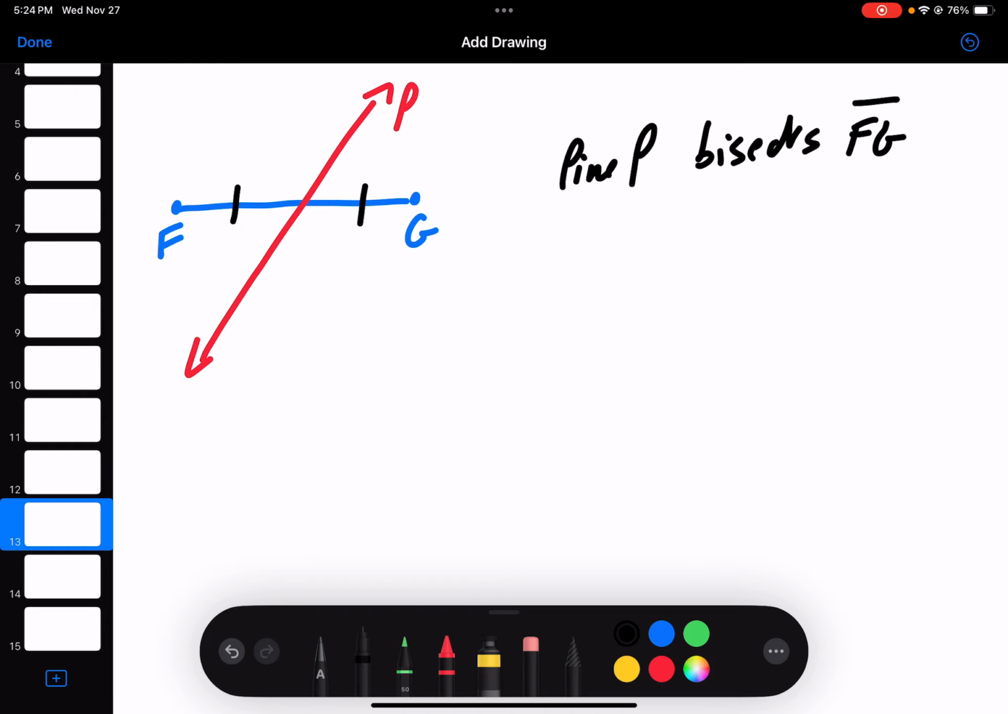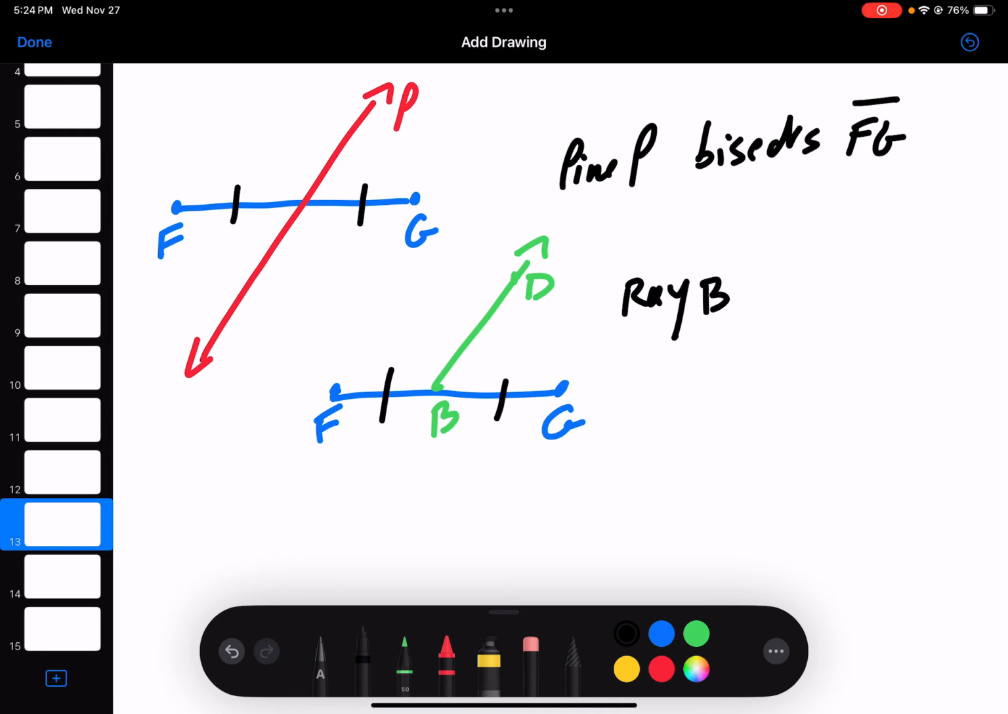All right, how about if I again have the segment FG, but this time I have a ray that I will call BD, and if I put some tick marks here, what does that mean? That means that ray BD bisects FG, right?